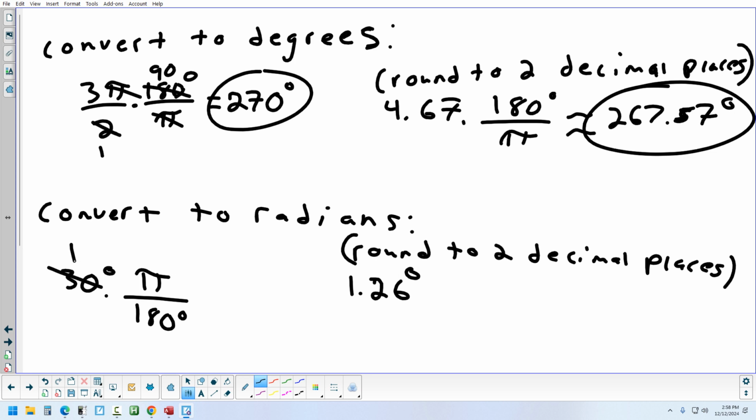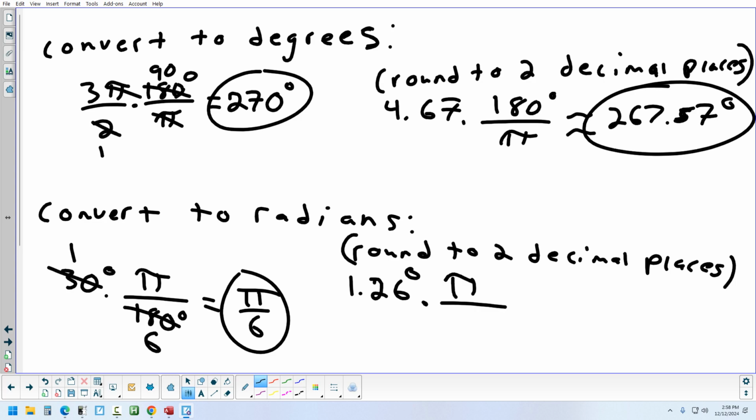So 30 goes into itself once. And how many times does 30 go into 180? 6 times. So that leaves you with what for your final answer? Pi over 6. Perfect, pi over 6. And the last one is the same type. We're just doing it with a decimal. Okay. So what do we multiply by to convert from radians to degrees? Pi over 180. Yep, pi over 180. Degrees cancels out. I could have done that on the last one too. I just didn't do it.